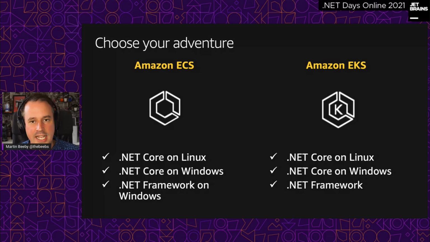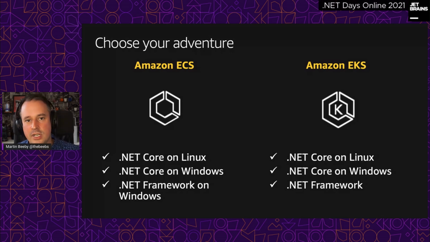We also have Amazon EKS. EKS is basically a managed Kubernetes service. Kubernetes is open source, originally developed at Google. It works slightly differently, but it's fundamentally the same sort of concept.